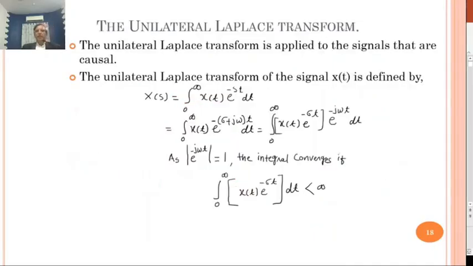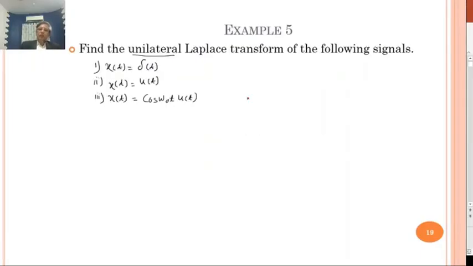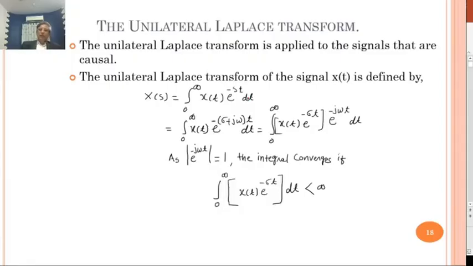Then the unilateral Laplace transform. The unilateral Laplace transform is applied to signals that are causal, meaning from 0 to infinity. The unilateral Laplace transform of the signal x of t is defined as x of t e raised to minus st dt, only this integration limit changes, from 0 to infinity. This is the same as the bilateral Laplace transform, only the limit is changed from 0 to infinity instead of minus infinity to plus infinity.